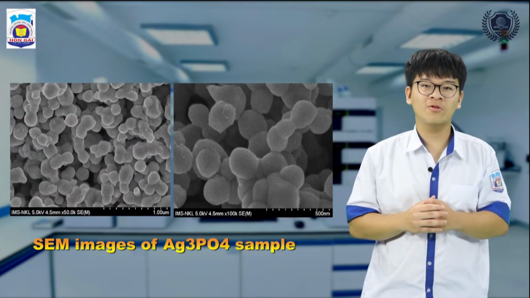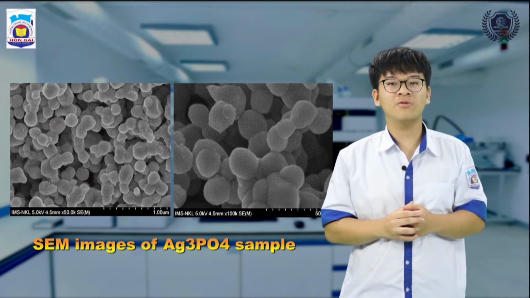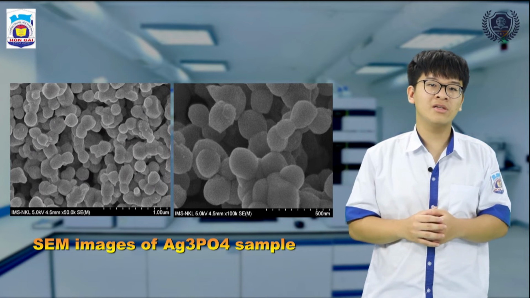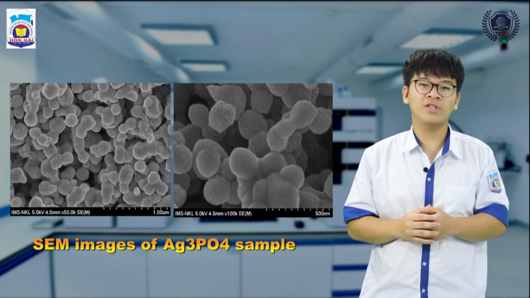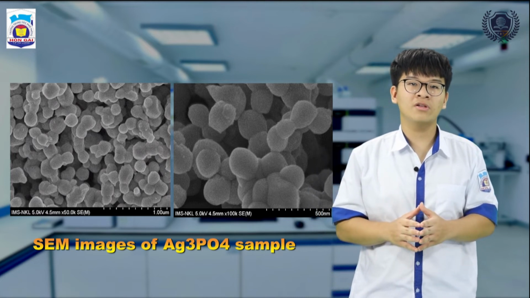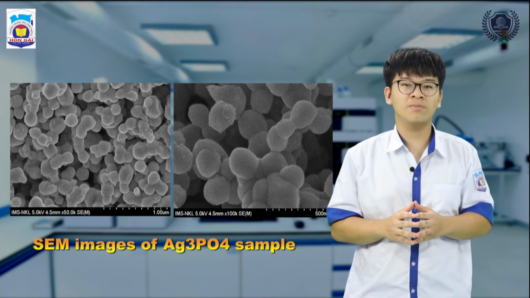Figure 2 shows the scanning electron microscope images of the silver phosphate material. As we can observe, the particles have the shape of a sphere. Following our statistics, the diameter of these particles is from 200 to 300 nanometers.